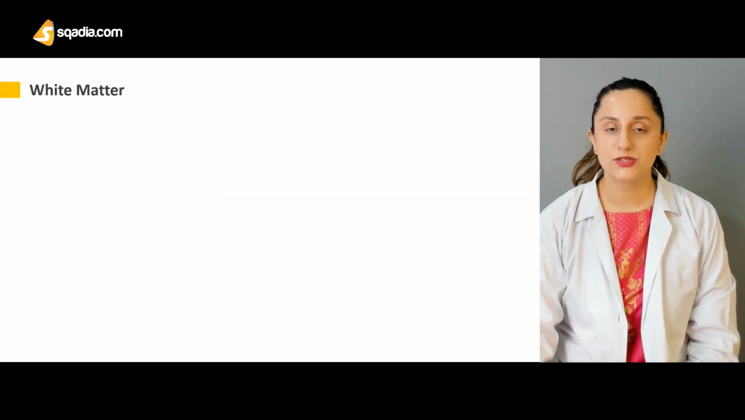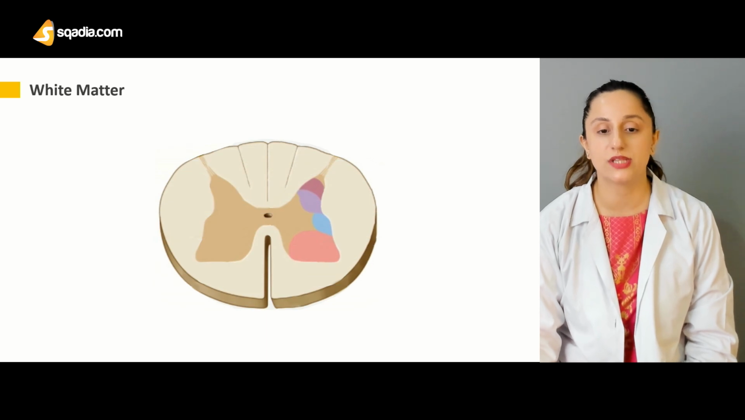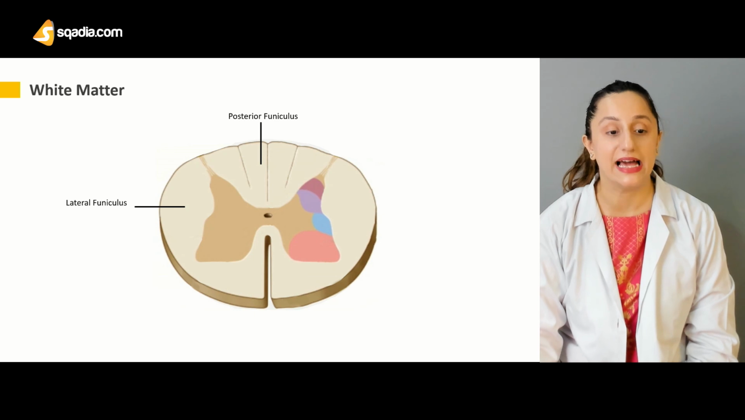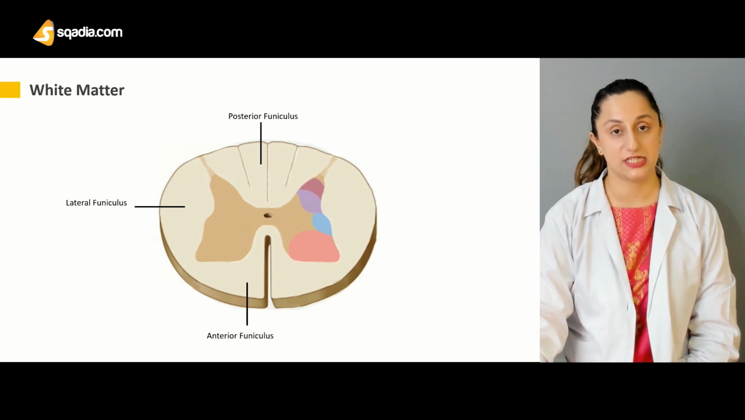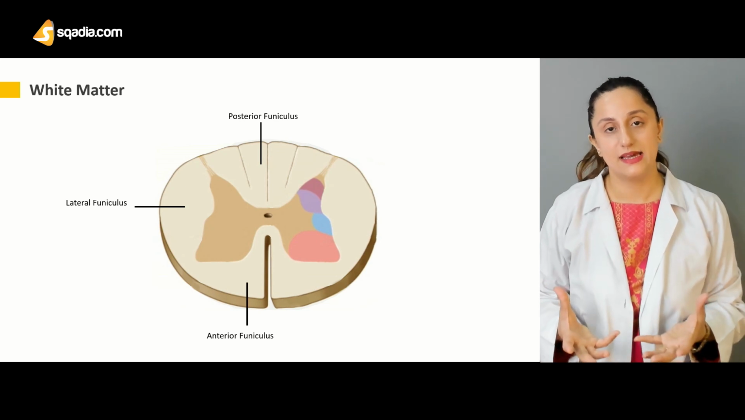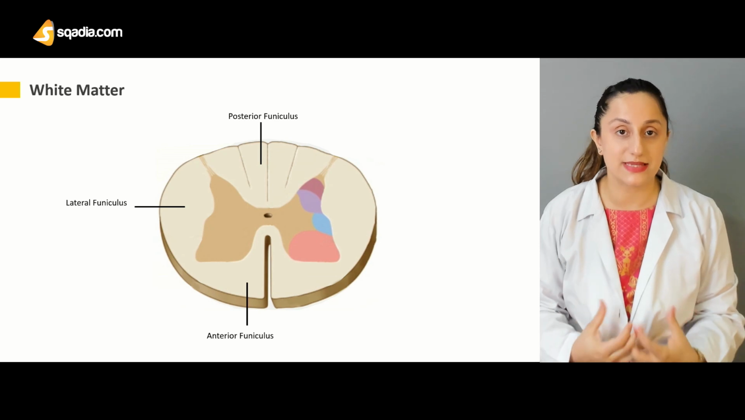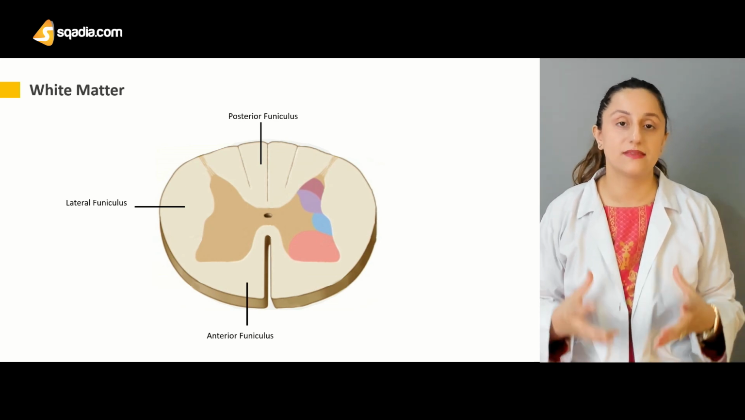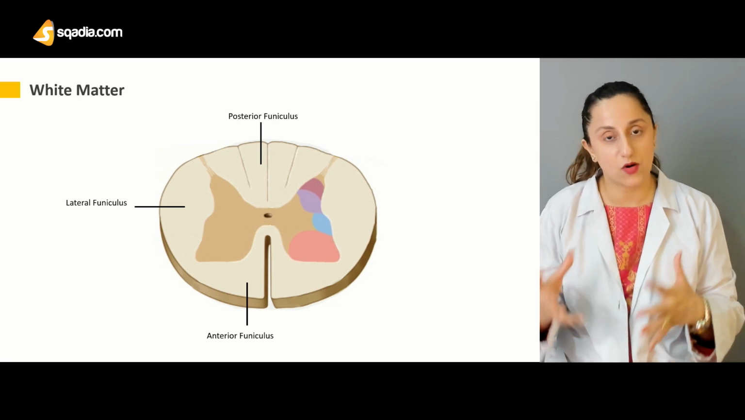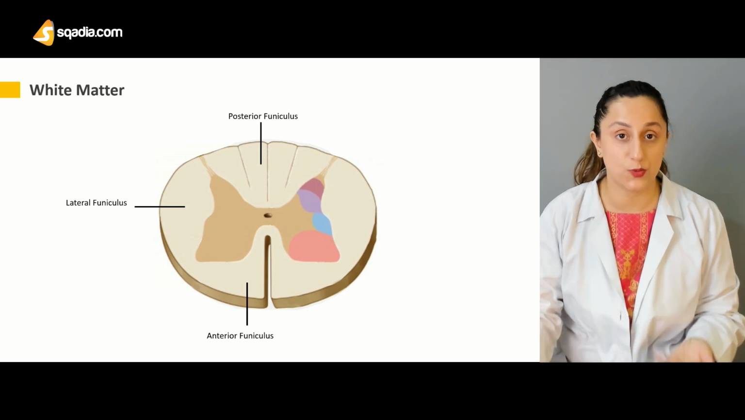When we look into the white matter, it is basically divided into three parts: the posterior funiculus, the lateral funiculus, and the anterior funiculus. There are tracts residing inside these funiculi, inside these bundles, and they are making the roads towards the higher centers of the brain, and obviously taking back the messages towards the effector organs as well.